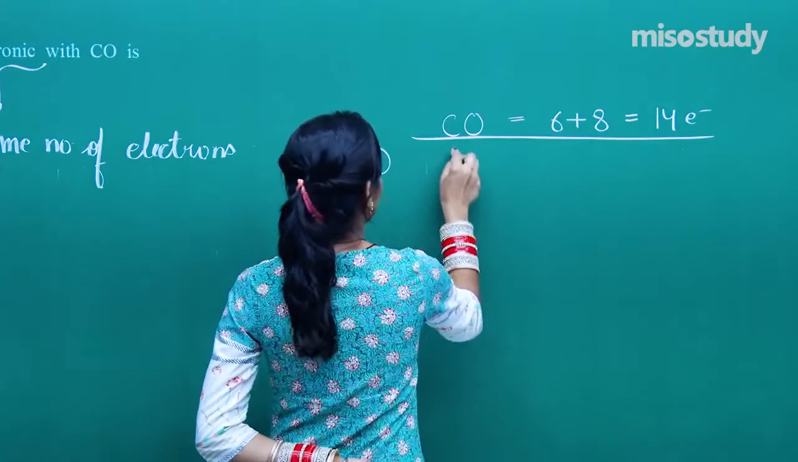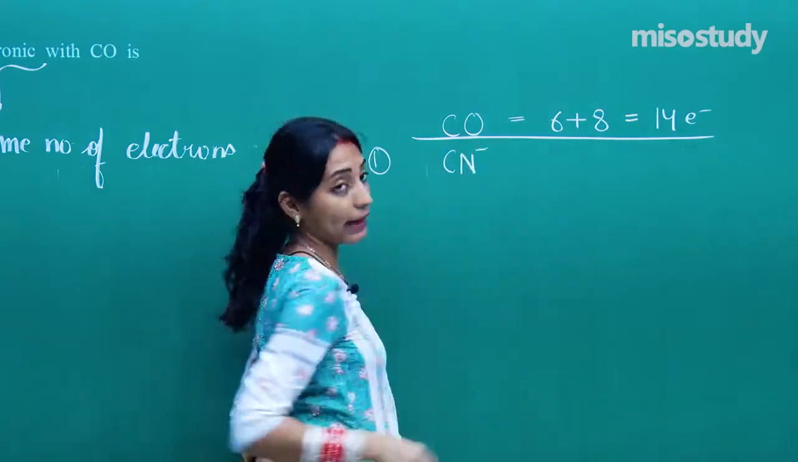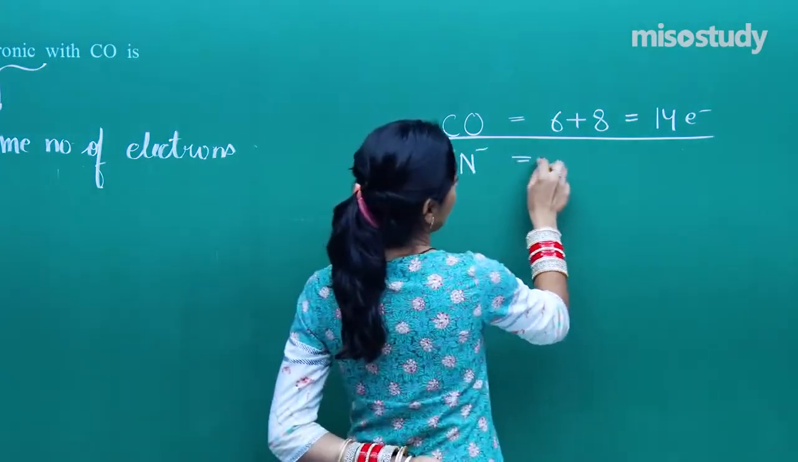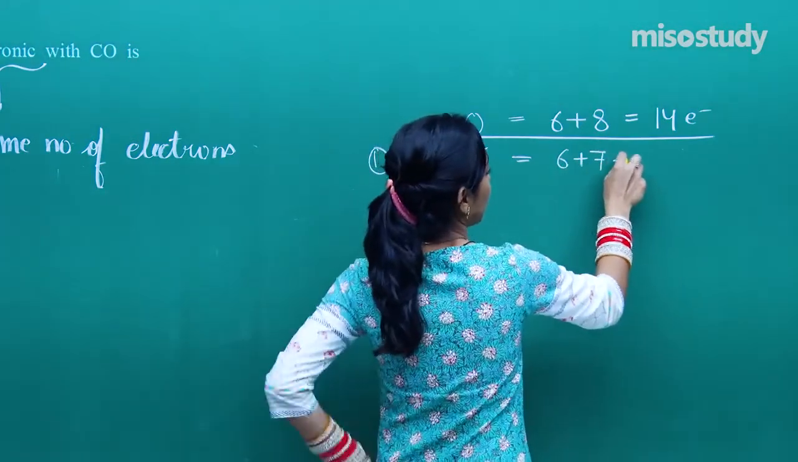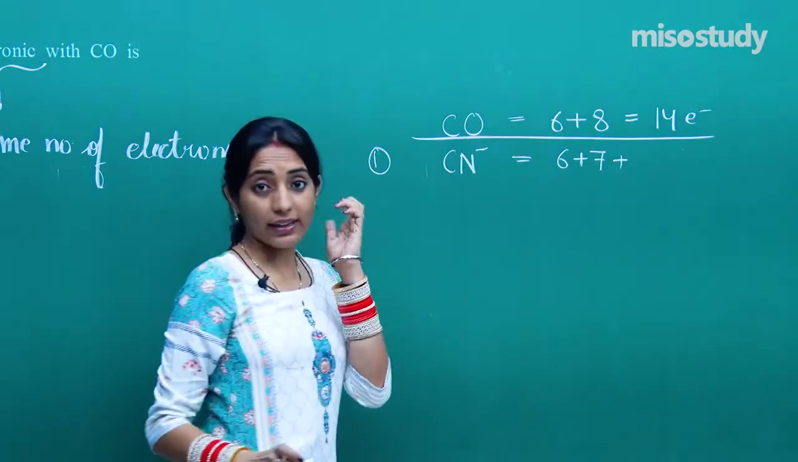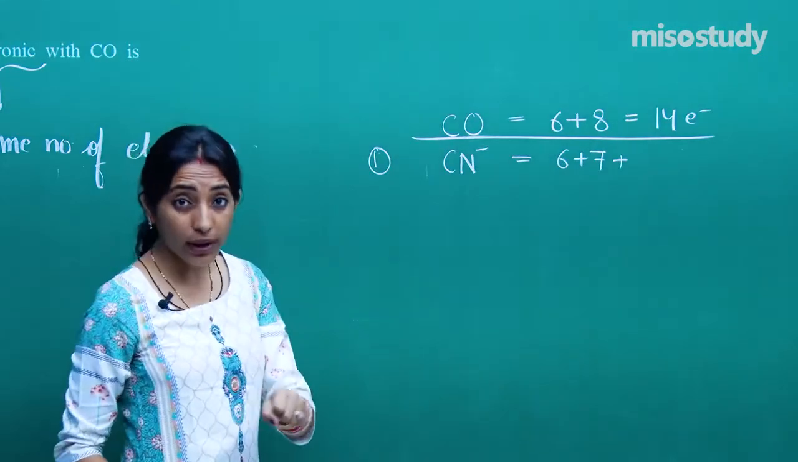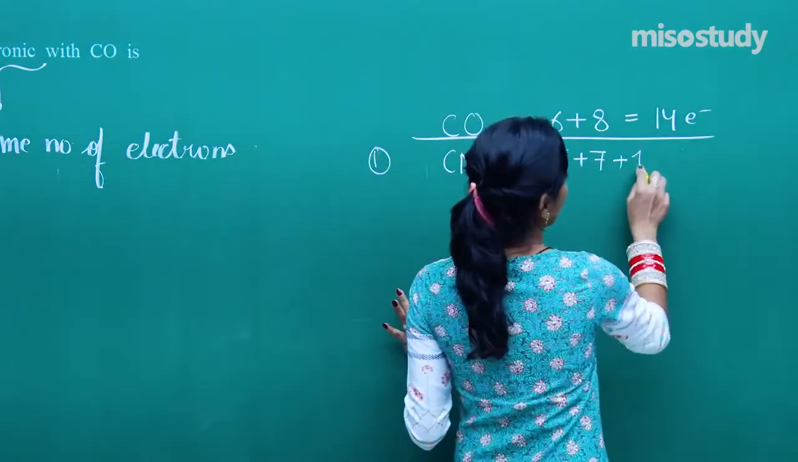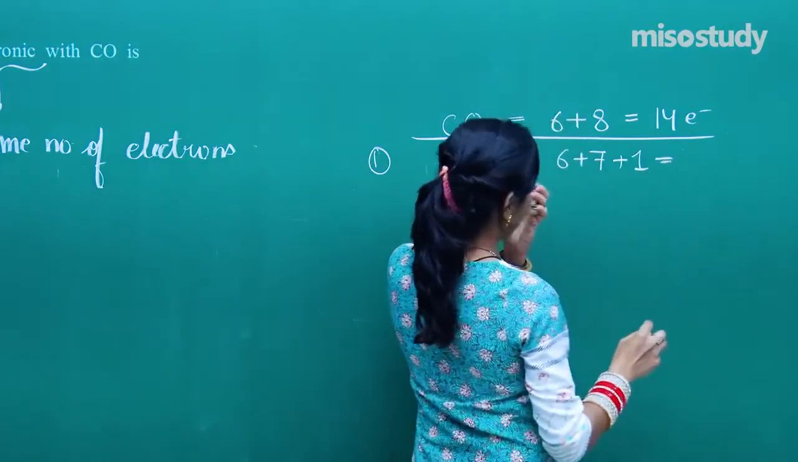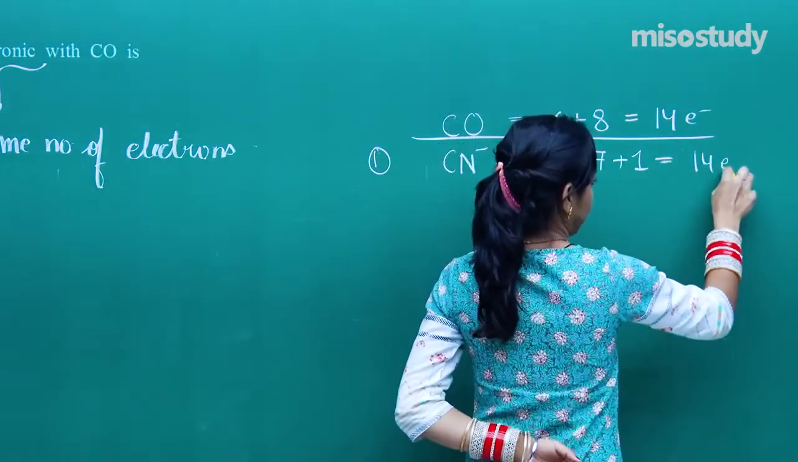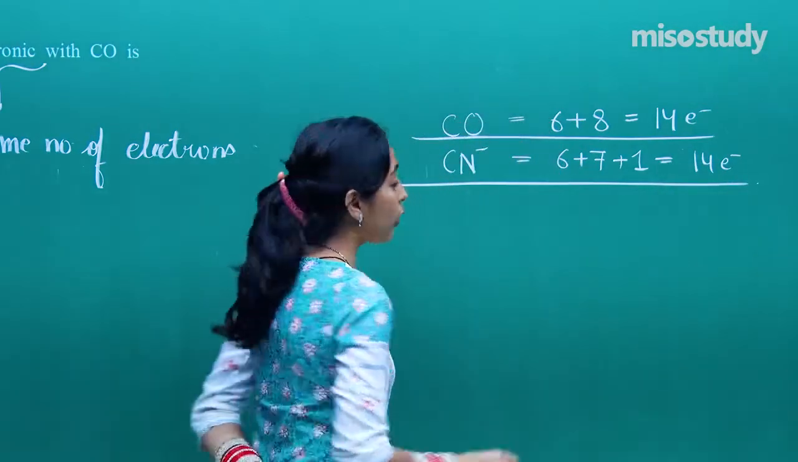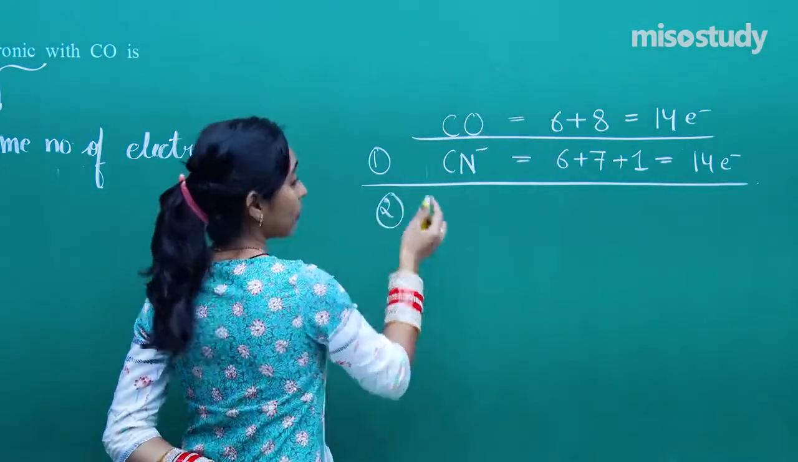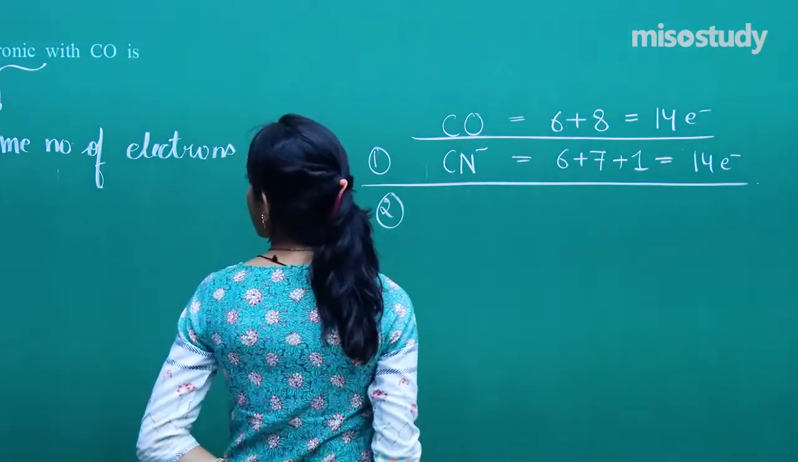Okay, now let's come on to our option number 1. So we have CN with a negative, right? So see, carbon is having 6, atomic number of nitrogen is 7. But see, there is one negative sign, that means cyanide would have accepted 1 electron to become CN minus. So add 1 electron, so we will get again 8 plus 6 is 14. Good enough? Moving on to second option. Although we have got our answer, but still I will do all the options.